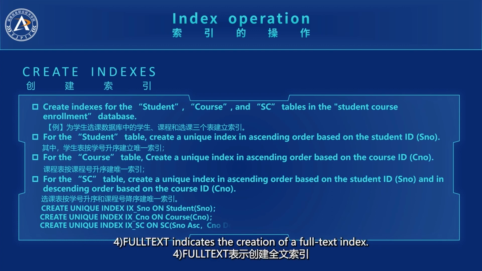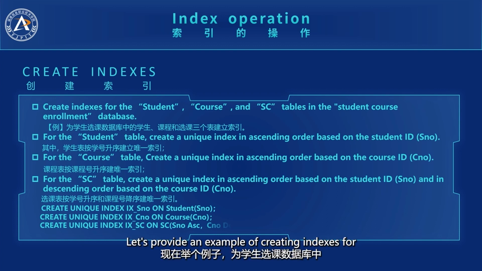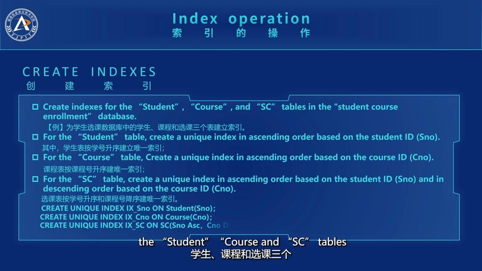Unique indicates the creation of a unique index, where each index value corresponds to a unique data record. Fulltext indicates the creation of a full text index. Spatial indicates the creation of a spatial index.